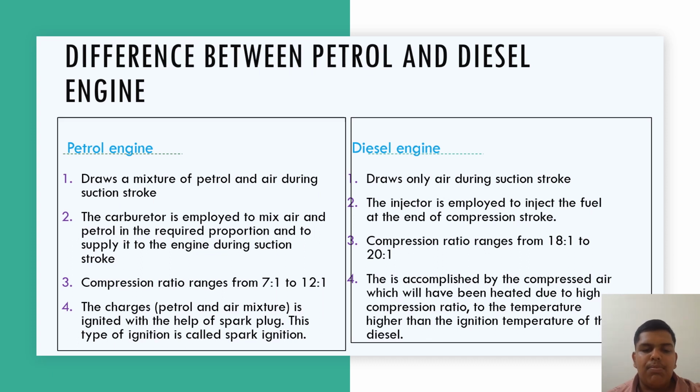Petrol engine: the compression ratio ranges from 7:1 to 12:1. Diesel engine: the compression ratio ranges from 18:1 to 20:1. Petrol engine: the charge is ignited with the help of a spark plug. This type of ignition is called spark ignition. Diesel engine: ignition is accomplished by compressed air which has been heated, due to the high compression ratio, to a temperature higher than the ignition temperature of the diesel.